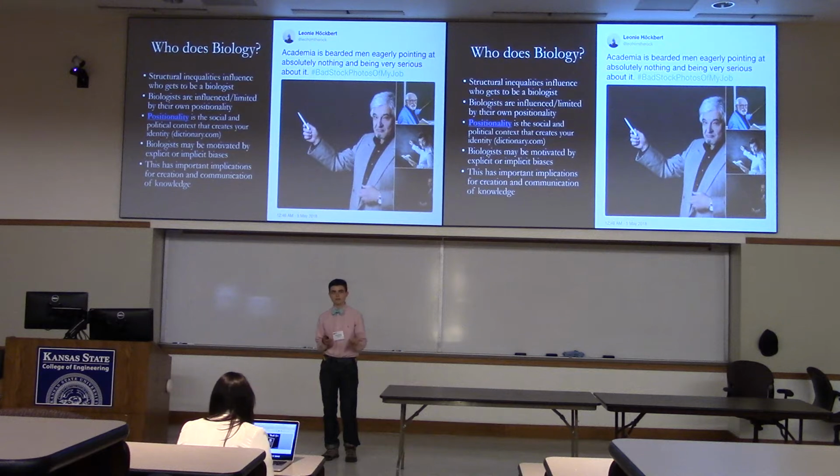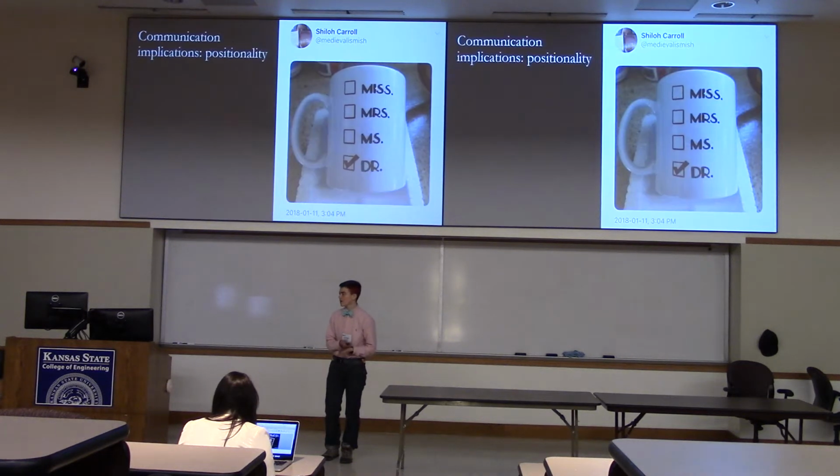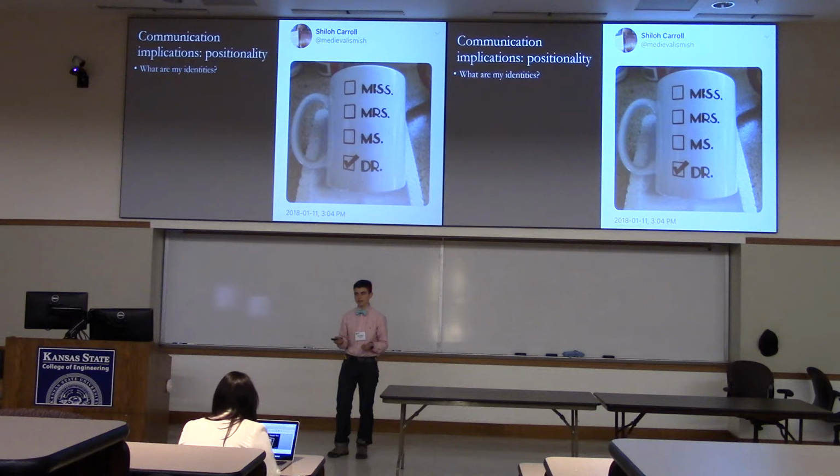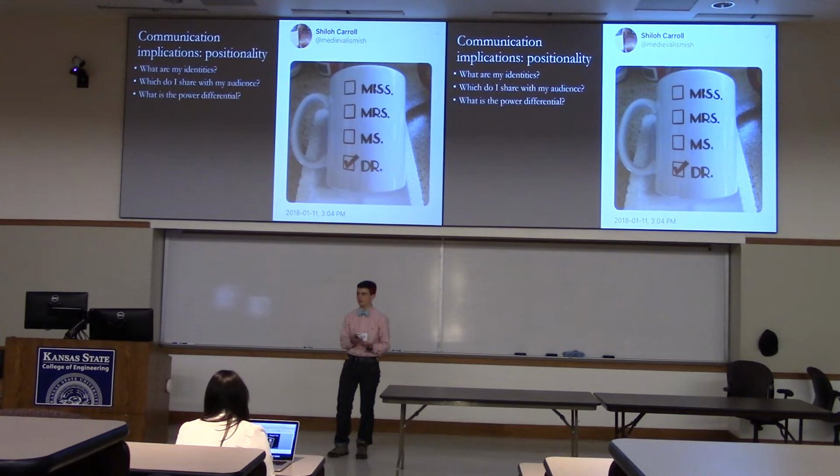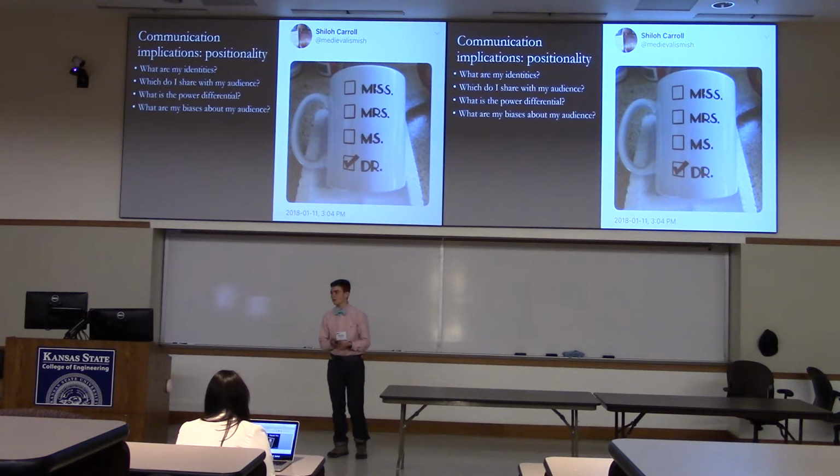And I've organized this part of the presentation in terms of questions, because everyone's positionality is different, so everyone's answers will be different. So in terms of how our positionality influences our science communication, I think we need to ask ourselves questions like, what are my identities that I'm showing up with that may be visible or invisible to other people? What identities do I share with my audience? What is the power differential between me and my audience? What are my biases about my audience, both biases that I'm aware of and biases that I might need to dig a little deeper to figure out?